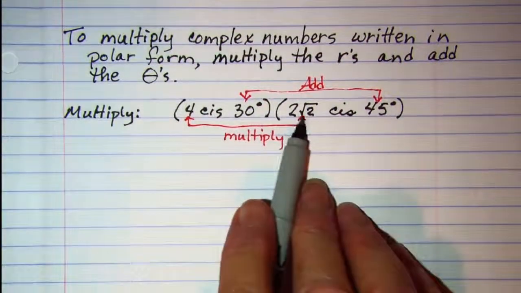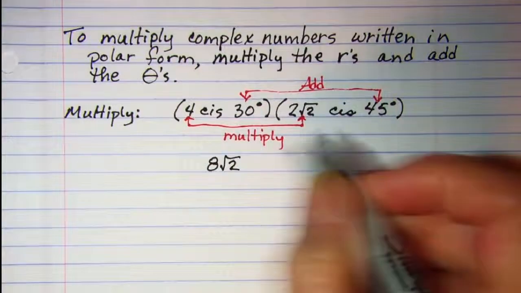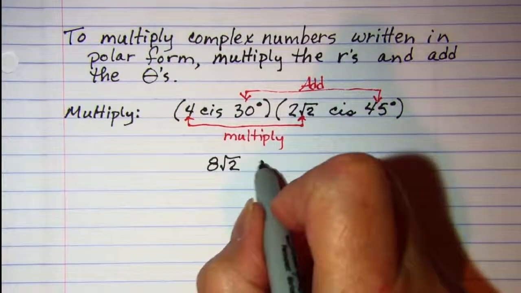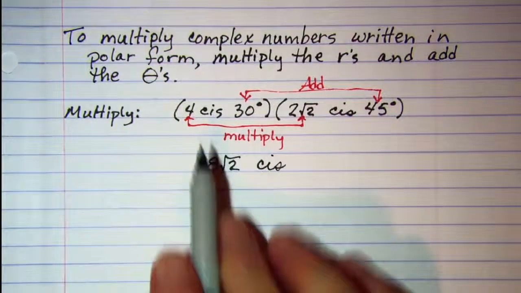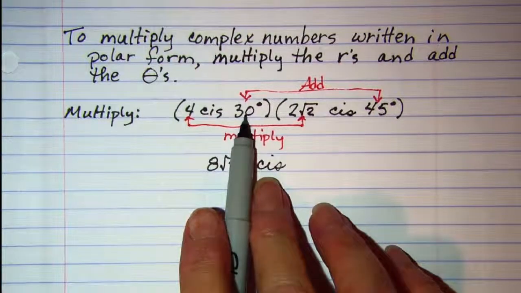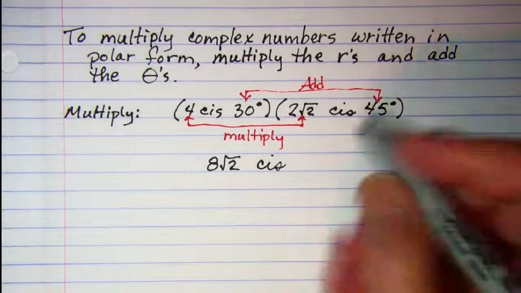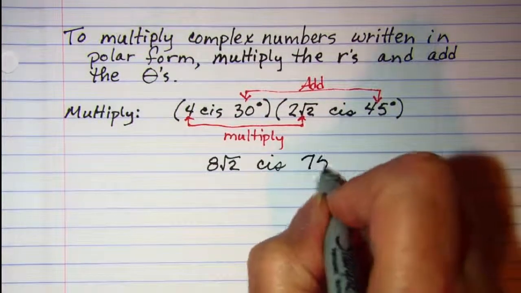4 multiplied by 2 root 2 is 8 root 2. And then cis, we'll write it in the same form that we had before. And then the sum of our angles, 30 degrees plus 45 degrees, is 75 degrees.